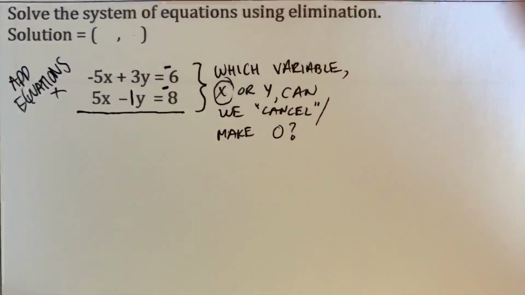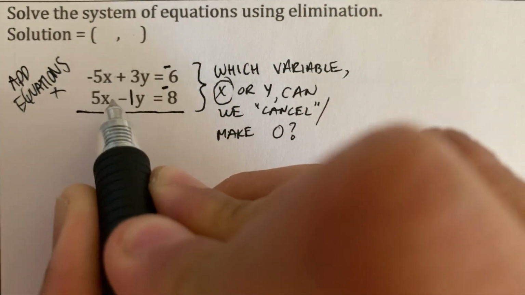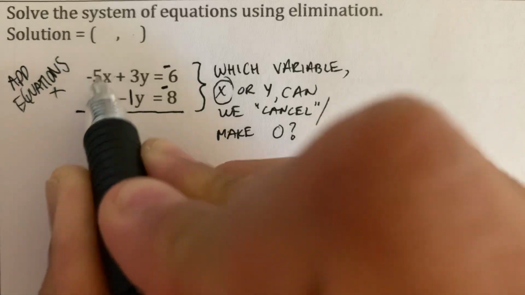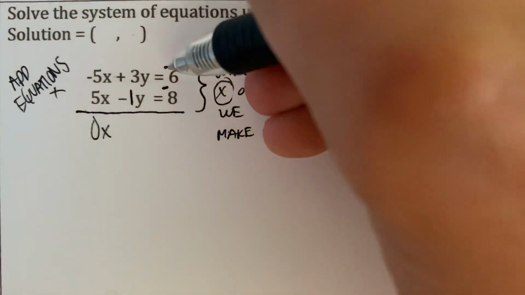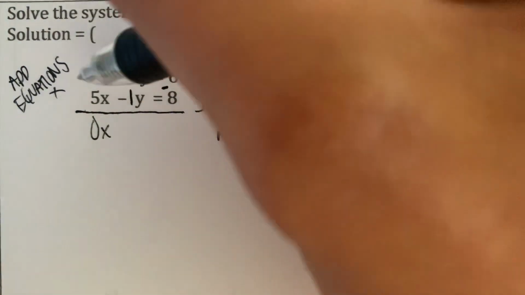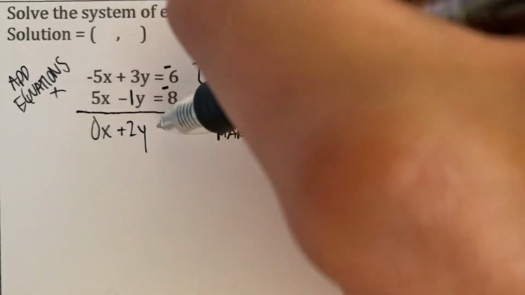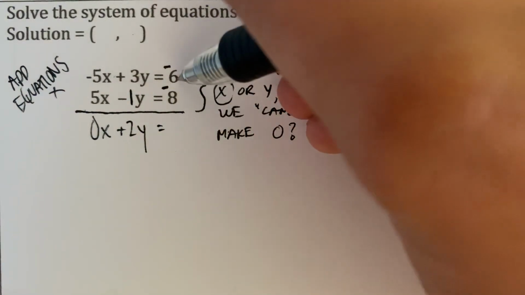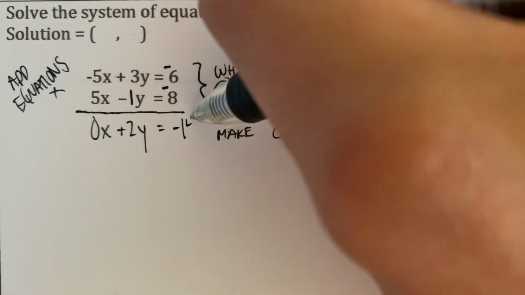Add equations. And in order to add those equations, we're going to add the x's. So we do -5x plus 5x. -5 plus 5 is going to be 0. 0x, and that's what I mean about this is the one that's going to end up going away. And so now we add +3 plus -1 is going to be +2y. And then we have -6 plus -8, that is going to be -14.